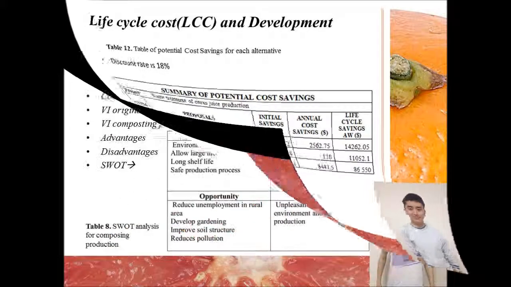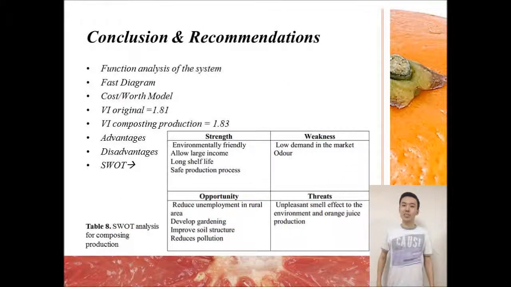Moving to the conclusion, here we presented the list of work made. Here you can see the SWOT analysis, which is strengths, weaknesses, opportunities, and threats of composting production. The strengths of composting production are that it is environmentally friendly, allows large income, has a long shelf life, and has a safe production process. The disadvantages are the low demand for products in the market and the bad odor of the products. The opportunities are reduction of unemployment in rural areas, development of gardening, improvement of soil structure, and reduction of pollution. The threat of composting production is an unpleasant smell affecting the environment.